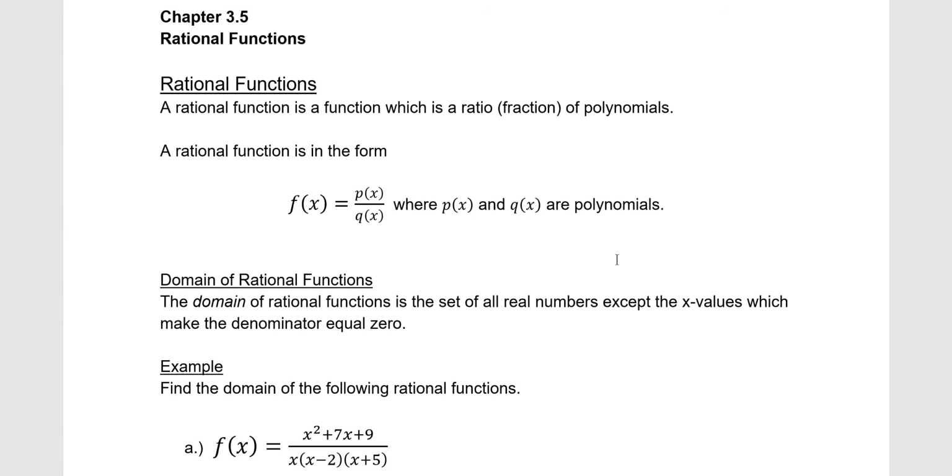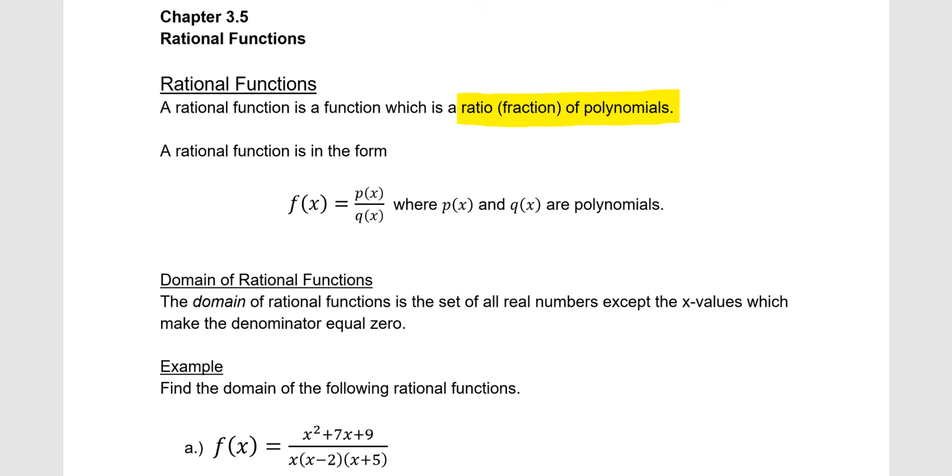In this section, we'll be going over rational functions and how to graph them. Starting with the definition, a rational function is a function which is a ratio or a fraction of polynomials. There's going to be a polynomial in the numerator and a polynomial in the denominator, which means it'll be in the form f of x equals p of x divided by q of x, where p and q are both polynomials.